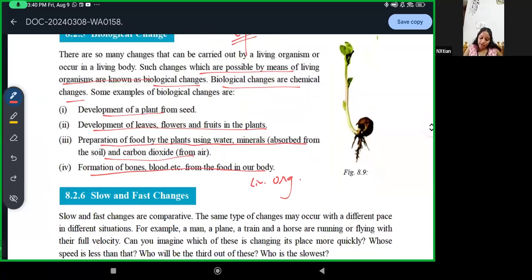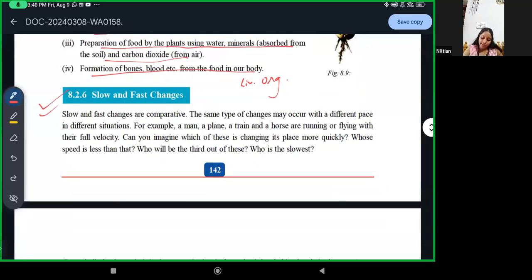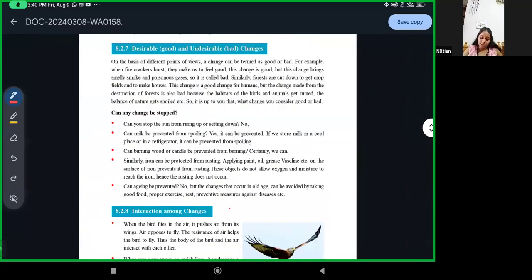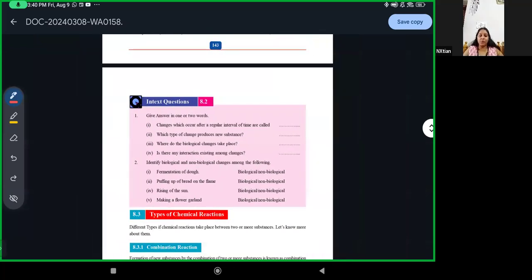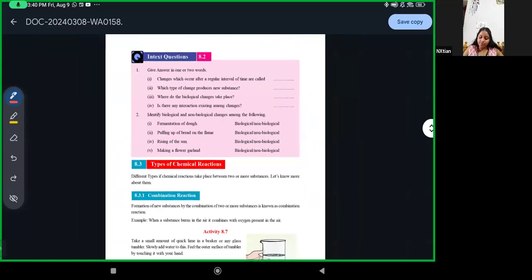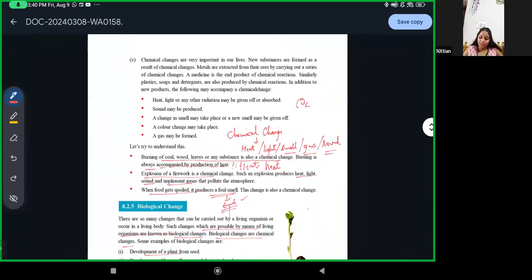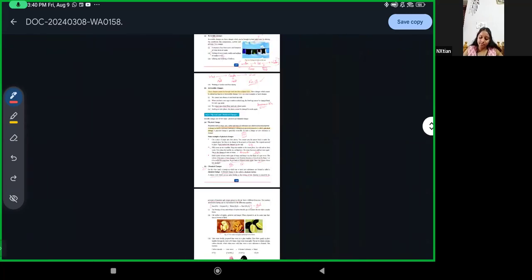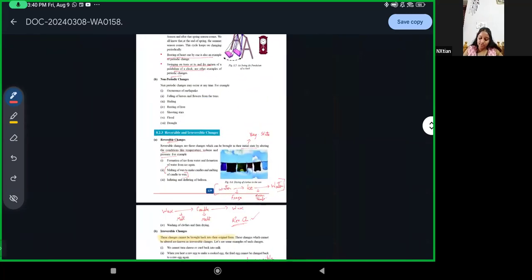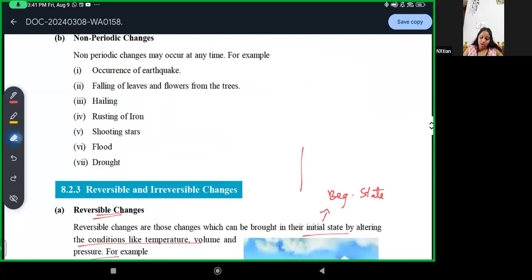Okay, so we will stop here now, and slow and fast changes we will continue in the next week, on Monday onwards. I hope the types of changes are clear to you. All right. So let's stop here, and the math test paper I'll share. I'll be sharing at 3:45. We will do the math test together, and Monday we will continue.